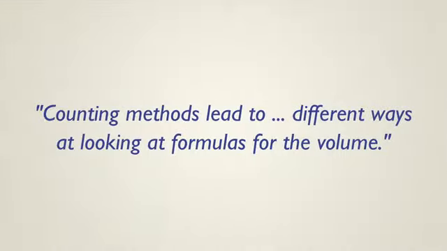is, did they really count all the cubes on the bottom layer and then count their layers going up? Did they count all the cubes on the front face and count the layers going back? Did they count all the cubes on the right face and count going to the left, the sets of? Because those counting methods lead to equivalent formulas, but different ways of looking at formulas for the volume of a rectangular prism.